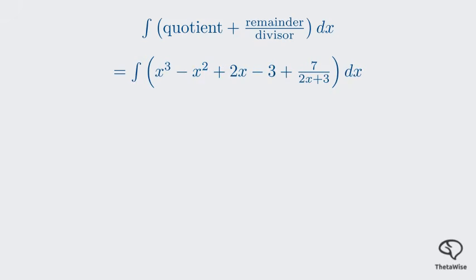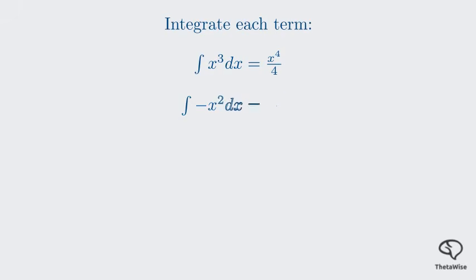Now we integrate each term separately using the power rule for the first 4 terms and the chain rule for the last term. The integral of x cubed is x to the 4th over 4. The integral of negative x squared is negative x cubed over 3. The integral of 2x is x squared. The integral of negative 3 is negative 3x.